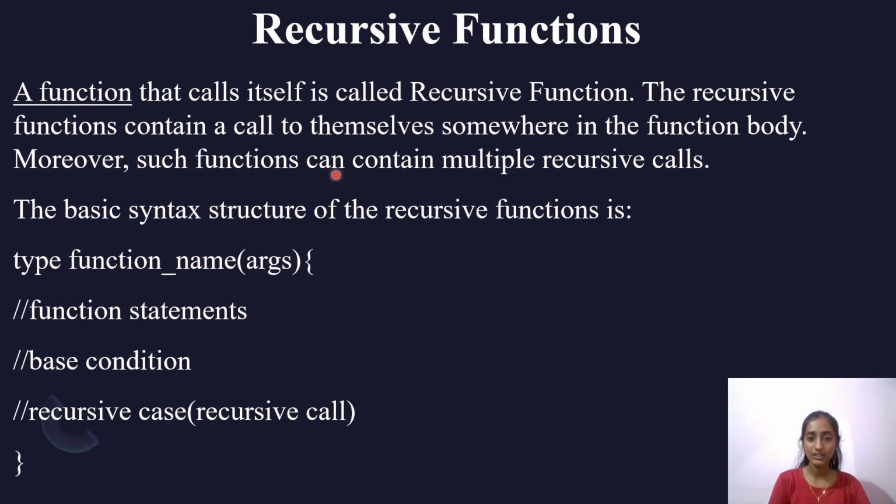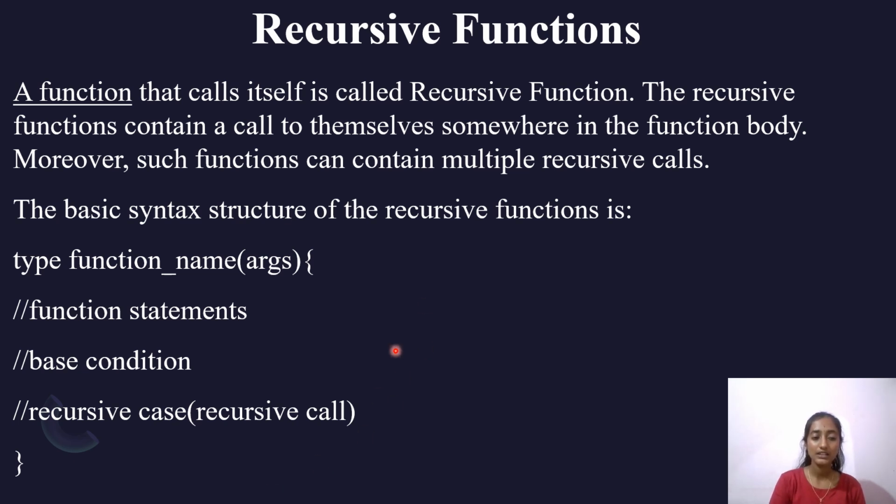Let's see what is a recursive function. A function that calls itself is called a recursive function. The recursive function may contain calls to itself somewhere in the function body. Moreover, such functions can contain multiple recursive calls. Means the function is defined somewhere in the body and called somewhere else in the function. After calling the function, it will perform its task.